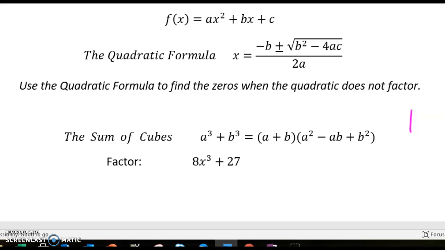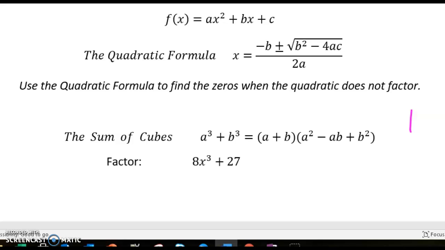When do we use the quadratic formula? Well, to be honest, we can use the quadratic formula on any quadratic. However, it's best used when the quadratic won't factor. So we use the quadratic formula when our quadratic does not factor.